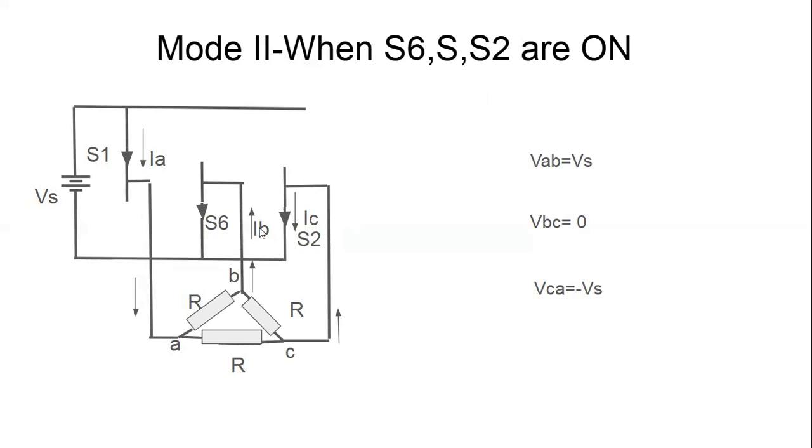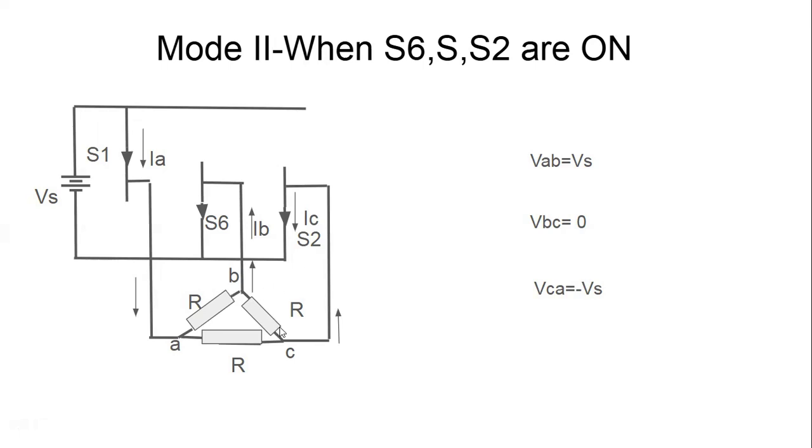So we can see here that the A terminal is connected to the plus of Vs through S1, and B is connected to the minus of Vs through S6, and the C terminal is connected to the minus of Vs through S2. And so we can write VAB. Since A is connected to plus and B is connected to minus, VAB is equal to plus Vs, and VBC we can write as 0 because B and C terminals are being short circuited by the conducting switches S6 and S2.